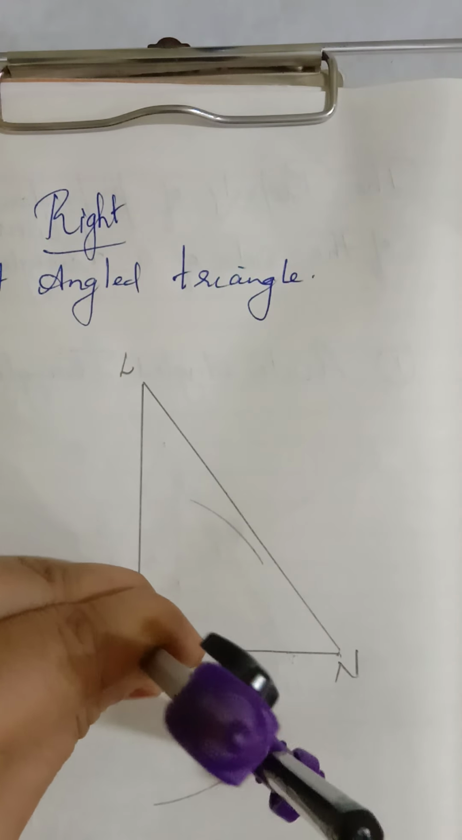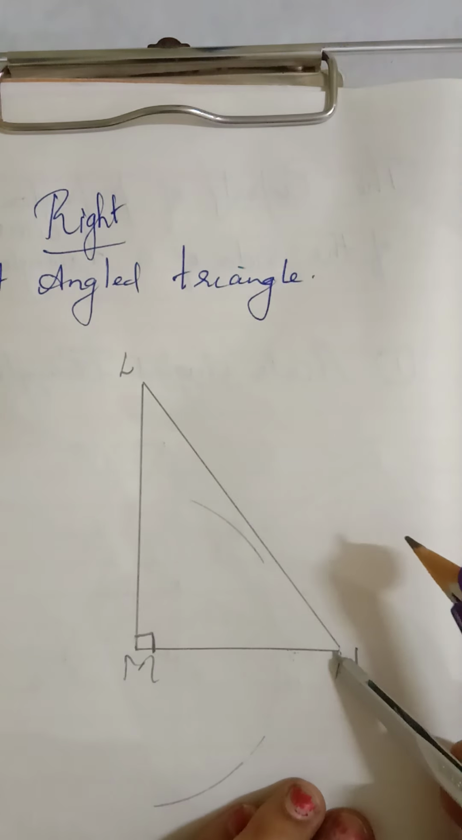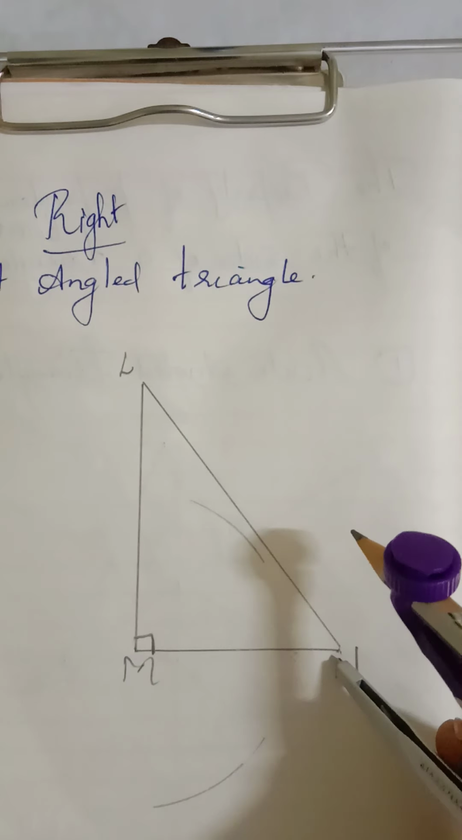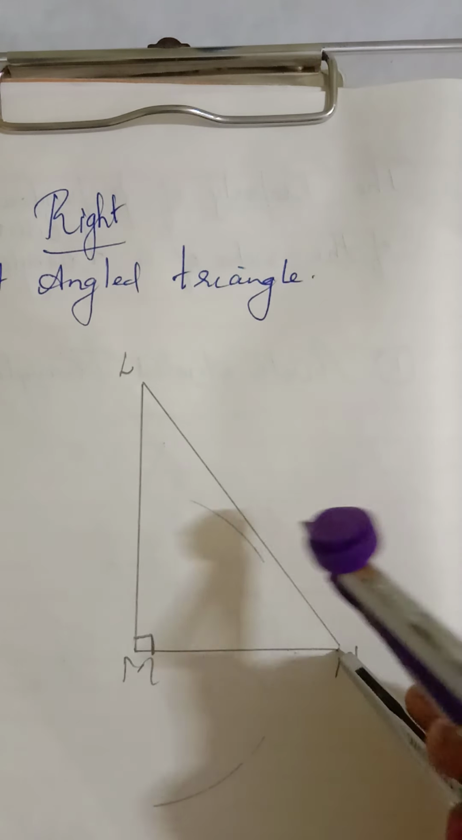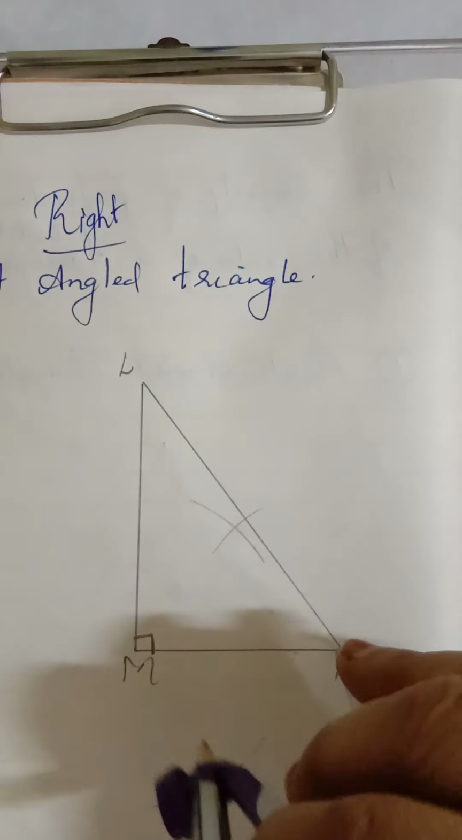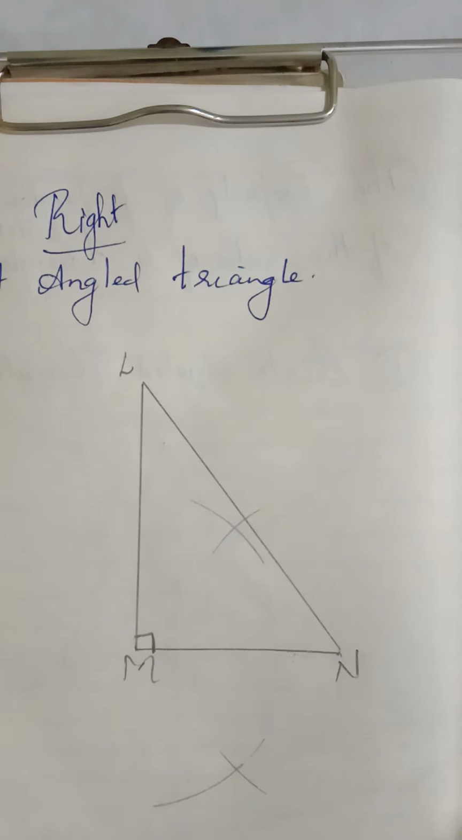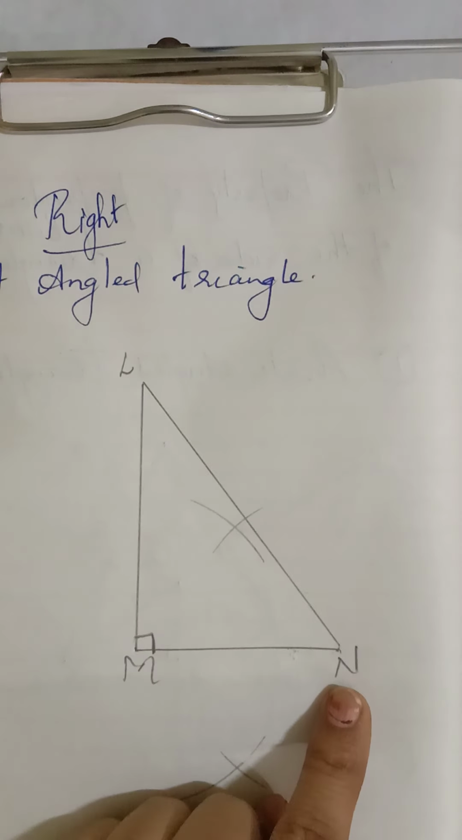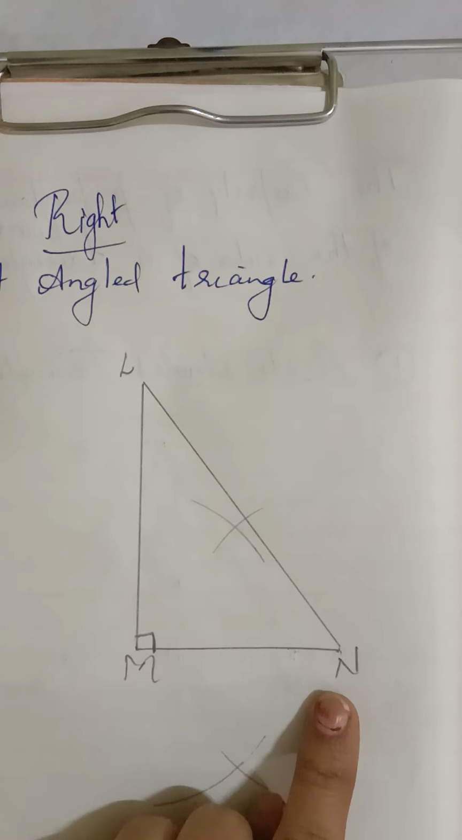Okay children, now changing the position, keep at the vertex N. Okay children, carefully, and then draw one more arc which intersects the previous arc. So we have drawn the perpendicular bisector for the side MN.